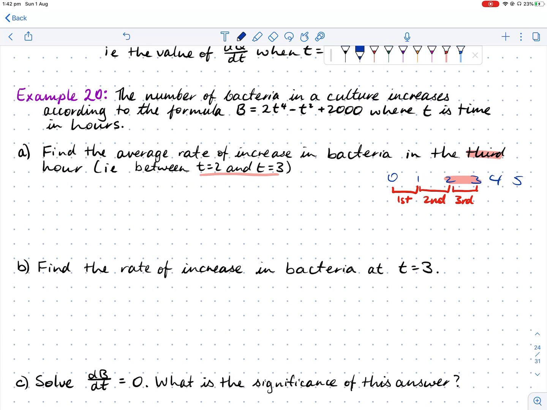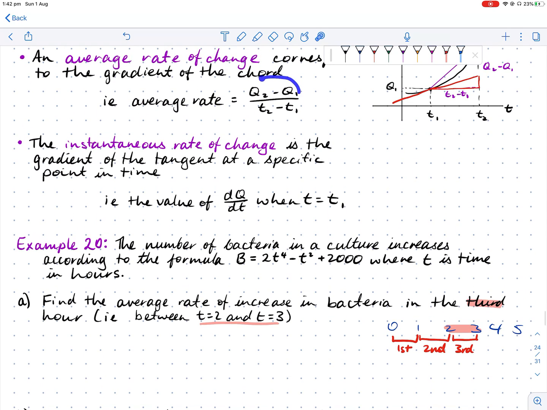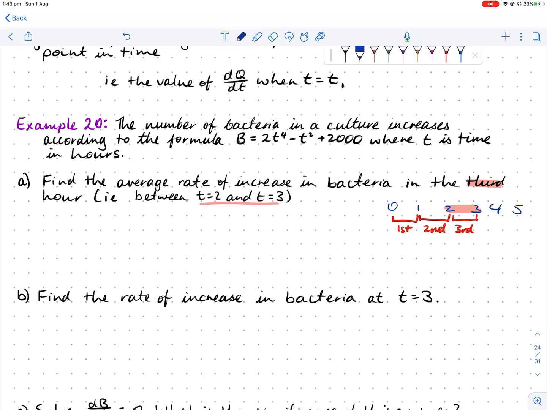So what we need to do is work out the bacteria at both of those times. So remember, we're coming up to this average rate of change. So instead of Q, we're using B. So we want B3 minus B2, because we're using times 2 and 3. We want the bacteria at time 3 minus the bacteria at time 2, over the time at 3 minus the time at 2. So that's what we need to work out.